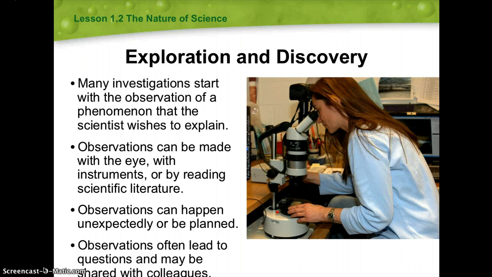Exploration and discovery. Many investigations start with observations, by observing what's going on and collecting data using the senses, with observation of a phenomenon that the scientist wishes to explain. So there's some sense of curiosity there. The scientist is willing to ask questions on why something may occur, or what it is that causes a certain pattern seen in nature. Observations can be made with the eye, using instruments, or by reading scientific literature. Observations can happen unexpectedly or be planned. And observations may also lead to questions that may be shared with other colleagues.